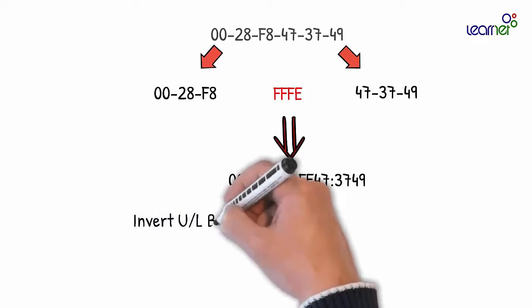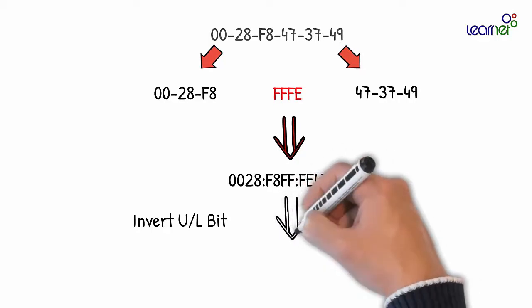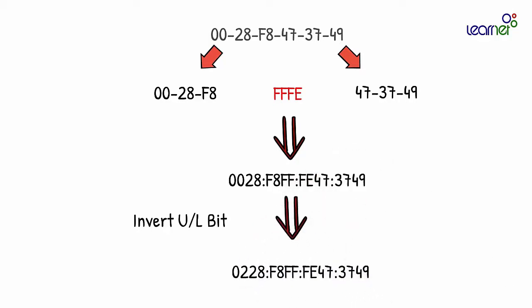But this is not the final result. As the next step, we have to invert the UL bit. The UL bit, or universal/local bit, is the 7th bit from the left of each MAC address, which determines whether the MAC address is universal or local. And whatever it is, we have to invert it. And then we will have the final result, as the one you can see in this slide: 0228:F8FF:FE47:3749. Or based on the abbreviation rules, we can just remove the leading 0 from the first quartet.